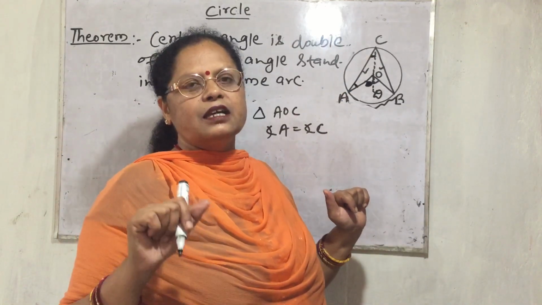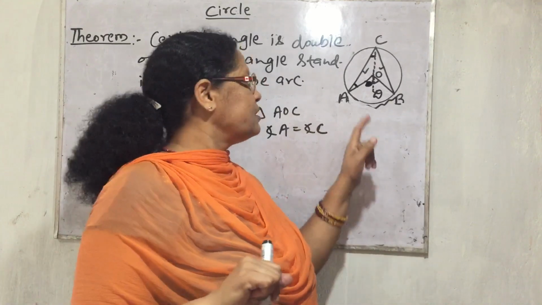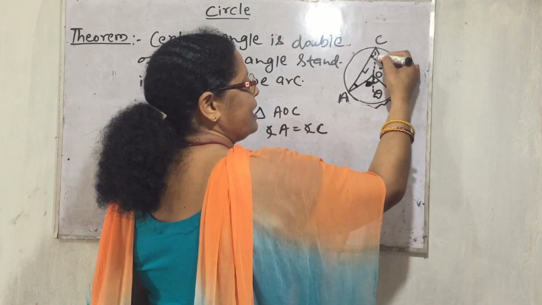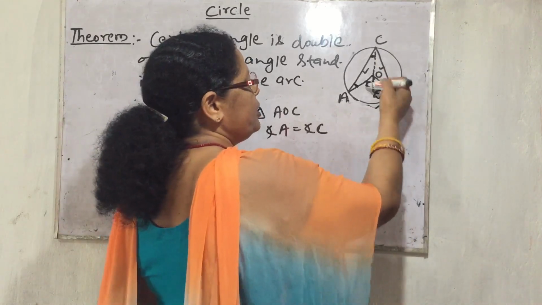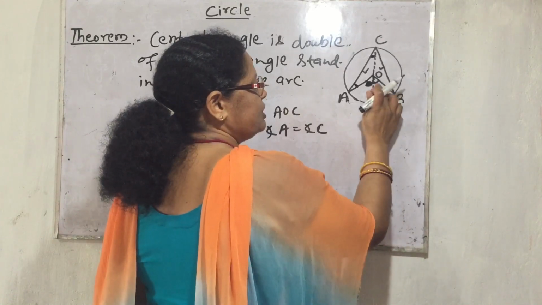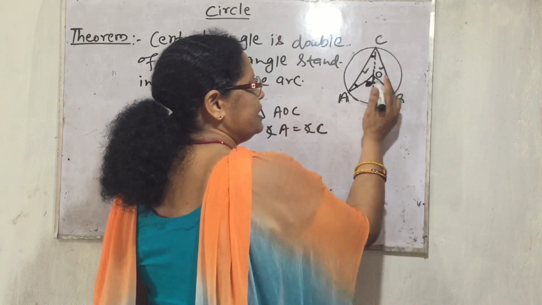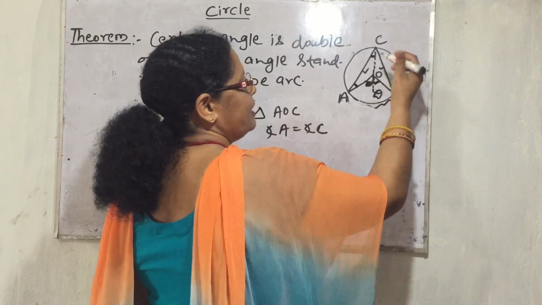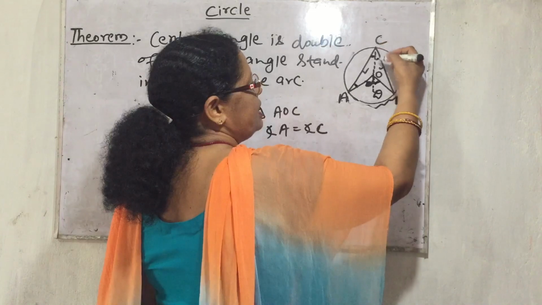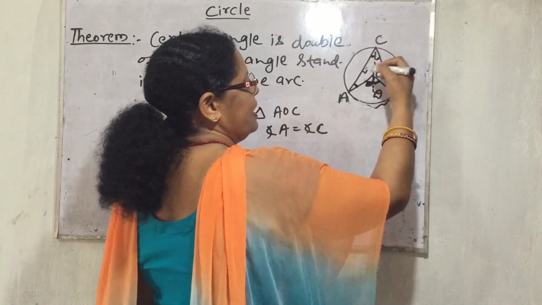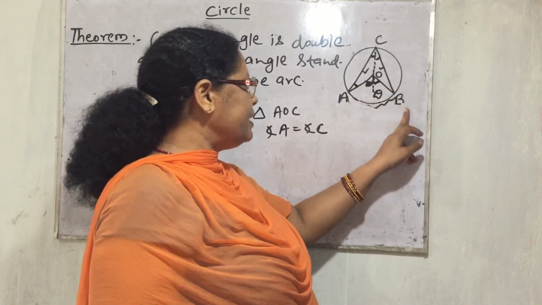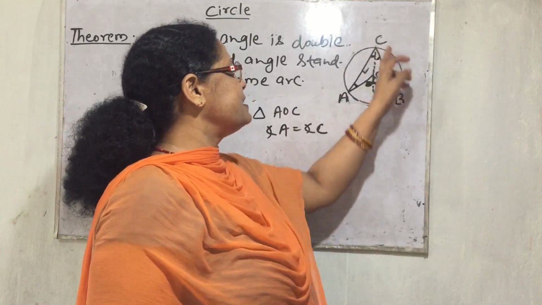Exterior angle is the sum of opposite interior angles. So angle BOD equal to, we can write down, double of this angle. Same way in triangle BOC we can write down angle BOD equal to double of this angle BCO. After adding we will get AOB equal to double of ACB.